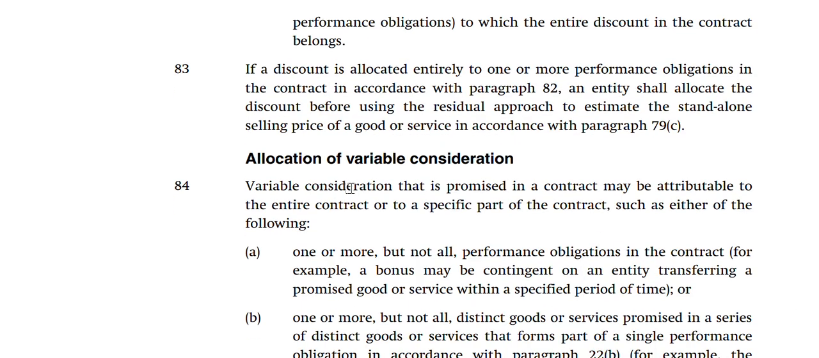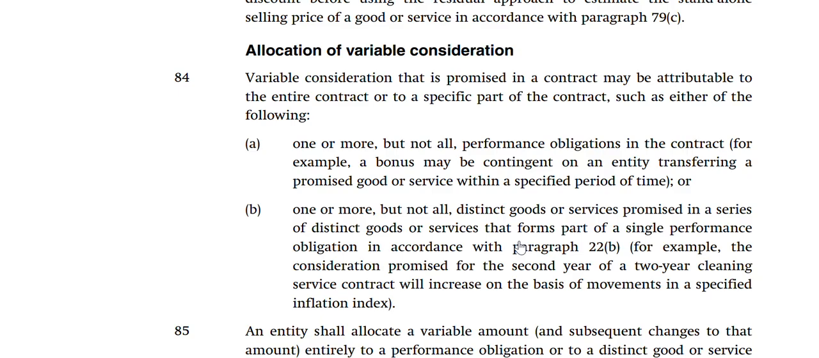83. If a discount is allocated entirely to one or more performance obligations in the contract in accordance with paragraph 82, an entity shall allocate the discount before using a residual approach to estimate the standalone selling price of a good or service in accordance with paragraph 79c. Allocation of variable consideration.